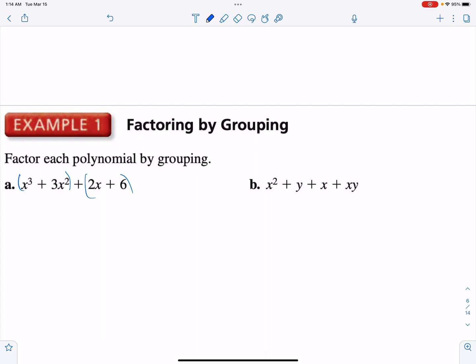So if I look, what I can factor out of the first set is x squared. And what that leaves me with is x plus 3. And if I look at what comes out of the second one, I can factor a 2 out, and I'm left with x plus 3. Now, this should work out this way every time. They should have a shared binomial now that you can pull off of both of them. So I'm going to pull this factor of x plus 3 off of both of them. And what I'm left with is x squared plus 2.